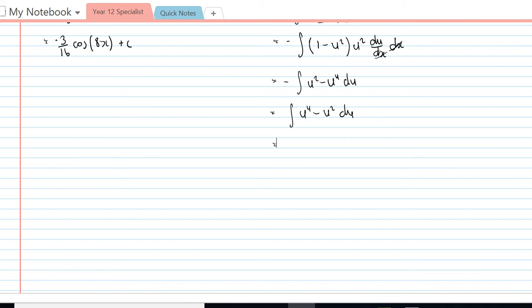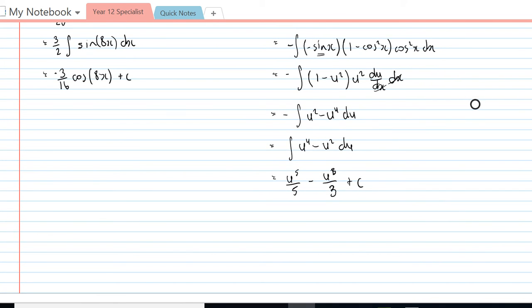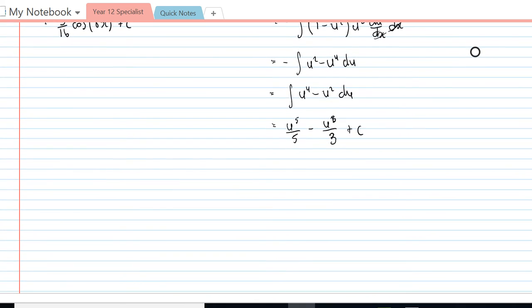which gives us u to the 5 on 5 minus u cubed on 3, and then plus c. And so making the substitution again, u was just cos x, and so we end up with cos to the 5 x on 5 minus cos cubed x on 3 plus c.